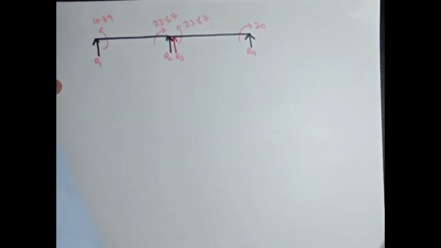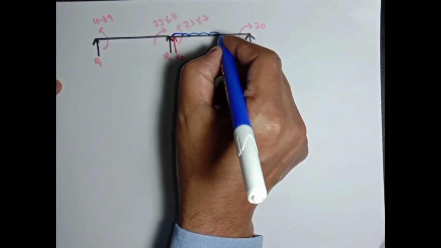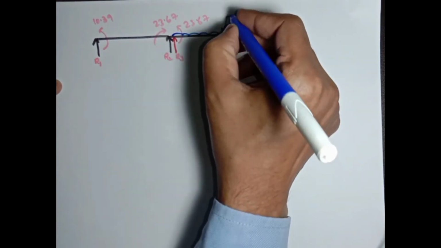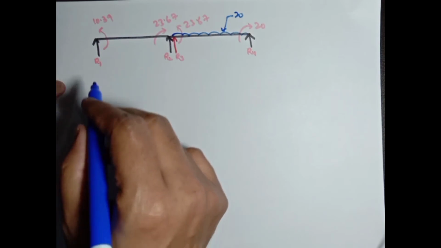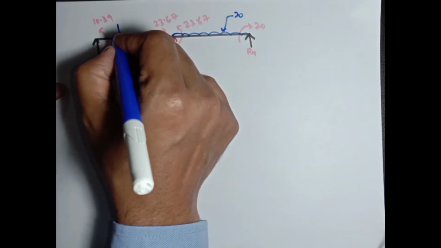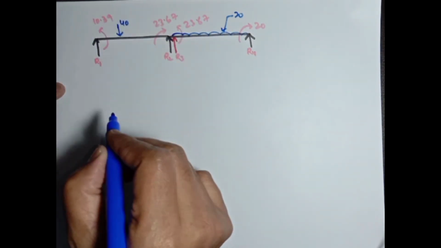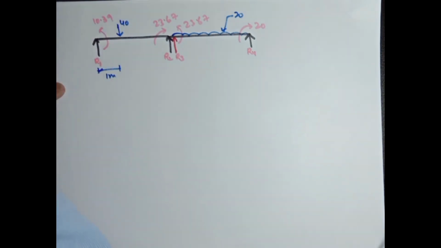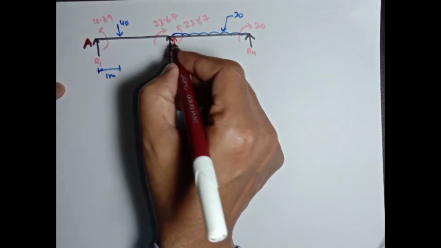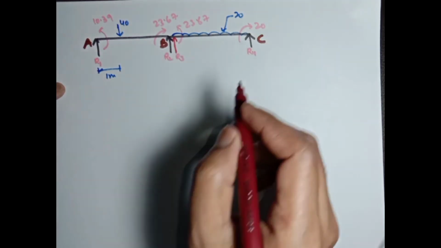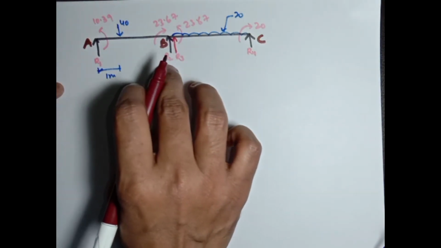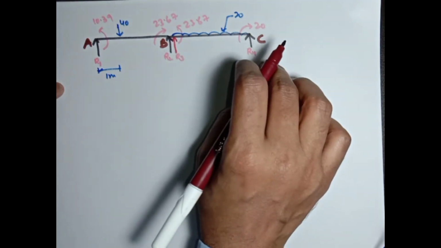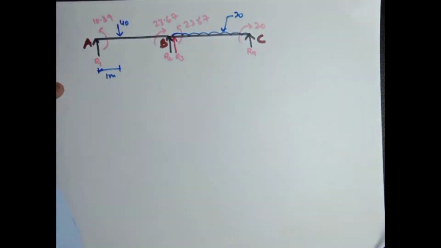have a UDL value of 20 kilonewton per meter length, and there will be a point load of 40 kilonewton here at a distance of 1 meter from support A. This is support A, this is support B, and this is support C. At support B there will be two reactions, R2 and R3, and at C there will be R4.